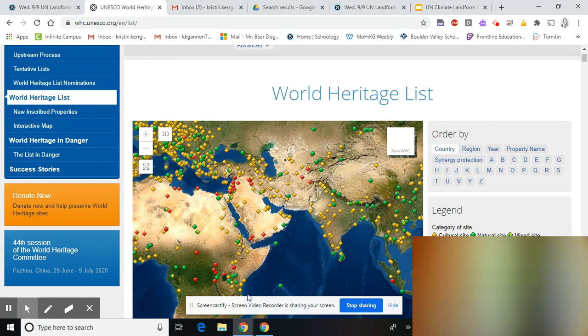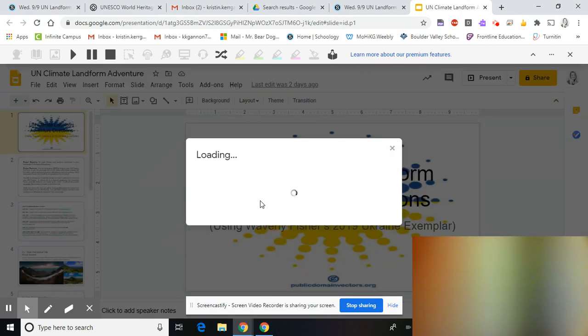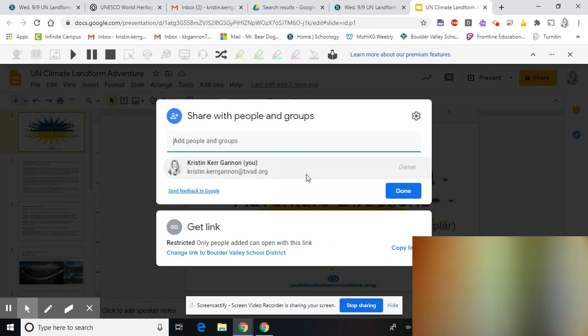If you did not do this homework, then you're going to need to do it. Or you could do a quick web search on places to visit in my UN country and then type in the name. You need to go to one natural site and one cultural site. And then when you've got your sites, we're going to take a trip. So I'm going to show you Waverly's from last year and go through the directions as I show you hers.